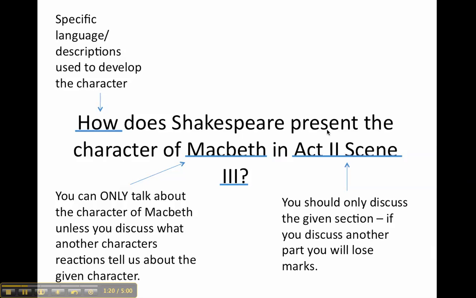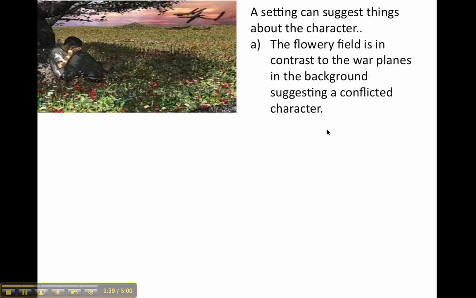Now, setting can tell us quite a bit about characters, and we don't usually associate these settings in our answers with what they tell us about a character, but actually we can learn quite a bit. And the few bits of information Shakespeare gives us about the setting reflect a lot about the characters. So here are some examples of how different settings can tell us something about a character.